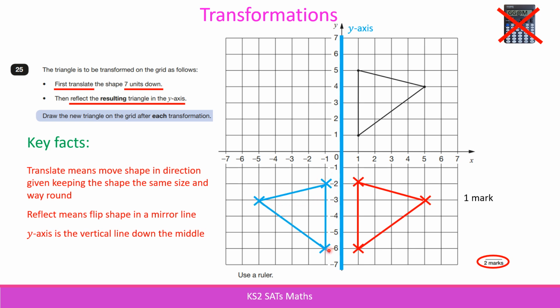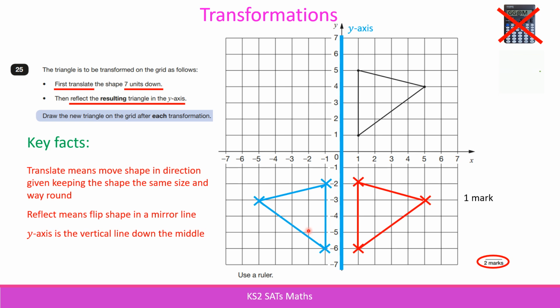Once you've got the 3 corners, you can just draw the points together to form the last triangle, and this will give you the second mark in the exam. Please have a big tick if you got that correct. Great work. It is tricky because you've got 2 steps to do here. First translate and then reflect.